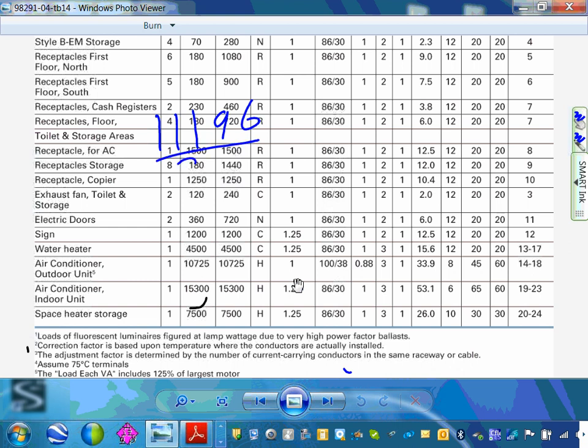11196 divided by 240. What do you come up with? 46.65. You can round it up, so 46.7 amps. Okay, now, do me a favor. Take this one to 310.15(B)(16).